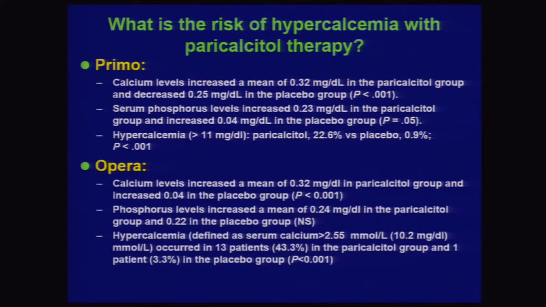And then we need to also consider the complications and the risk of hypercalcemia that result from treatment with paricalcitol. In the PRIMO trial, for example, there was a mean increase in serum calcium of about 0.32. There was also an increase in serum phosphorus by about 0.2, and the incidence of hypercalcemia, defined as a serum calcium level of greater than 11 milligrams per deciliter, was about 1/4 of the patients. In the OPERA trial, similarly, there was increased serum calcium, increased serum phosphorus, and also an incidence of hypercalcemia of about 40%.